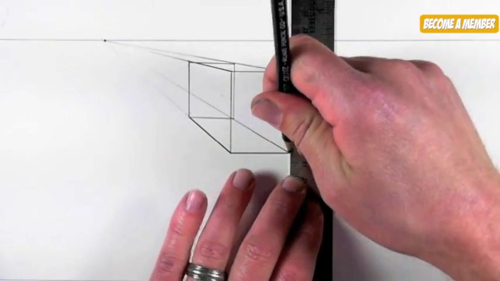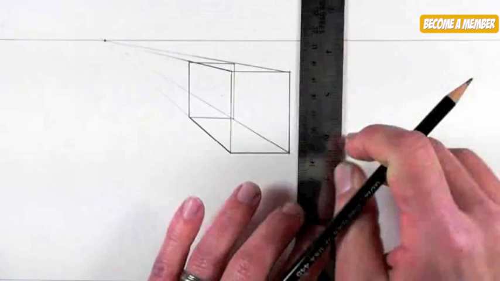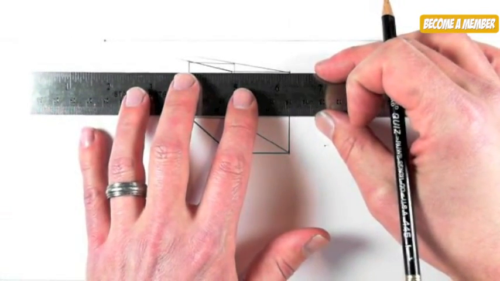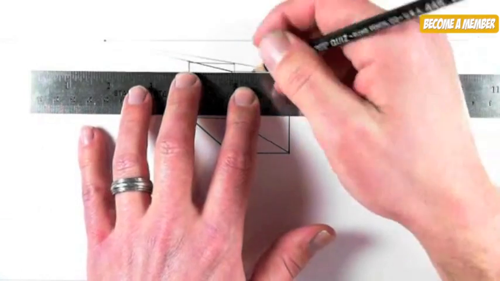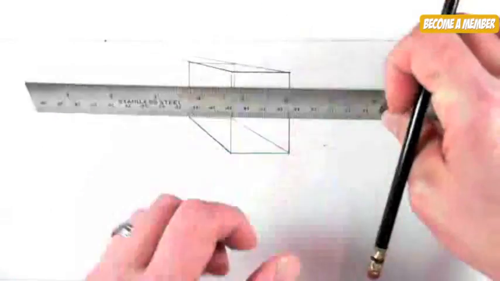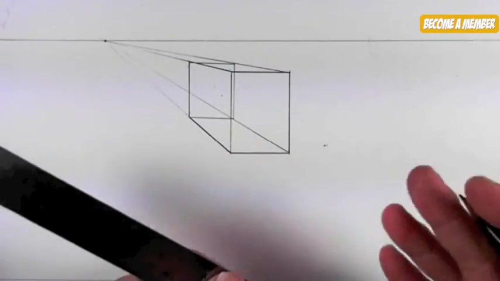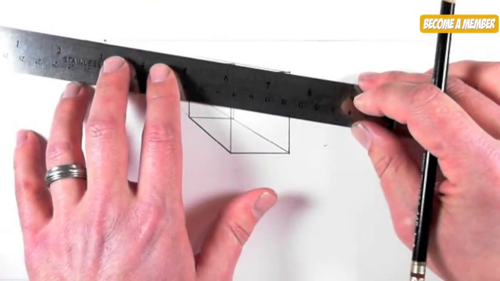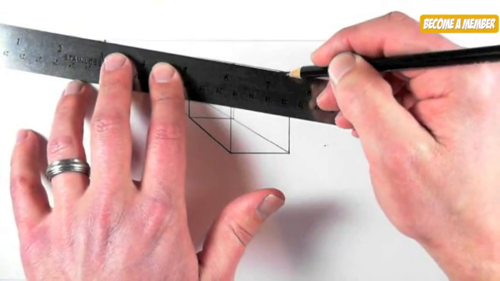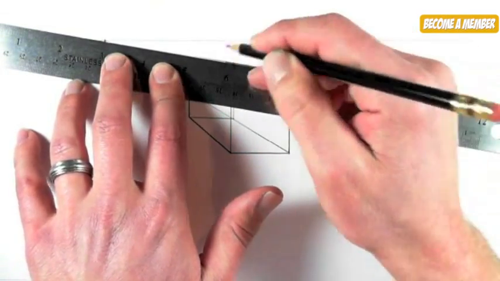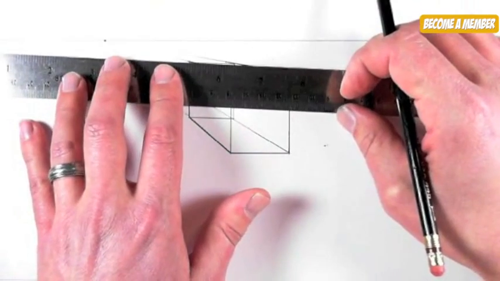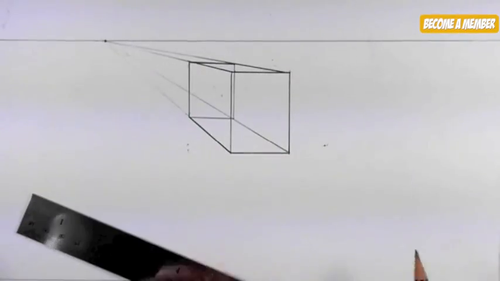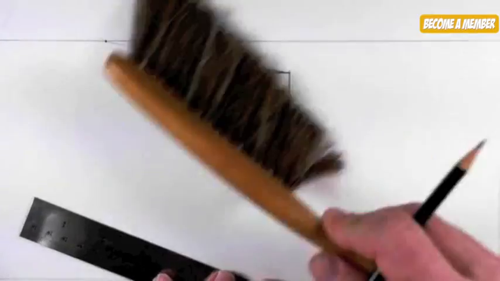Now I'm working with a stainless steel ruler here this evening, but if it helps you, you might try a transparent ruler. They make those, and it really helps you to see the lines through the ruler, obviously. All right, now we're going to need to keep all these lines in this area on the top too, so I'll make those just a little bit darker as well.